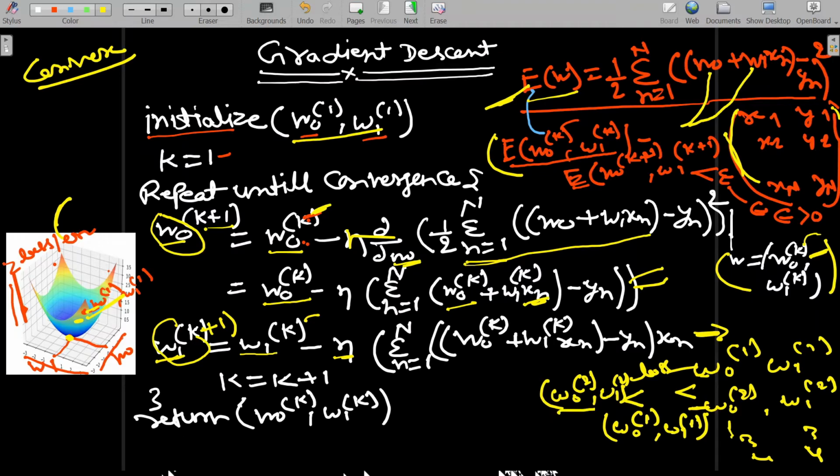So the loss would be less than for the next step. And then you just repeat this process and you will converge to that particular point. And then finally you can return this w0, w1, which has the minimum value and which is nothing but a stationary point for this gradient descent.